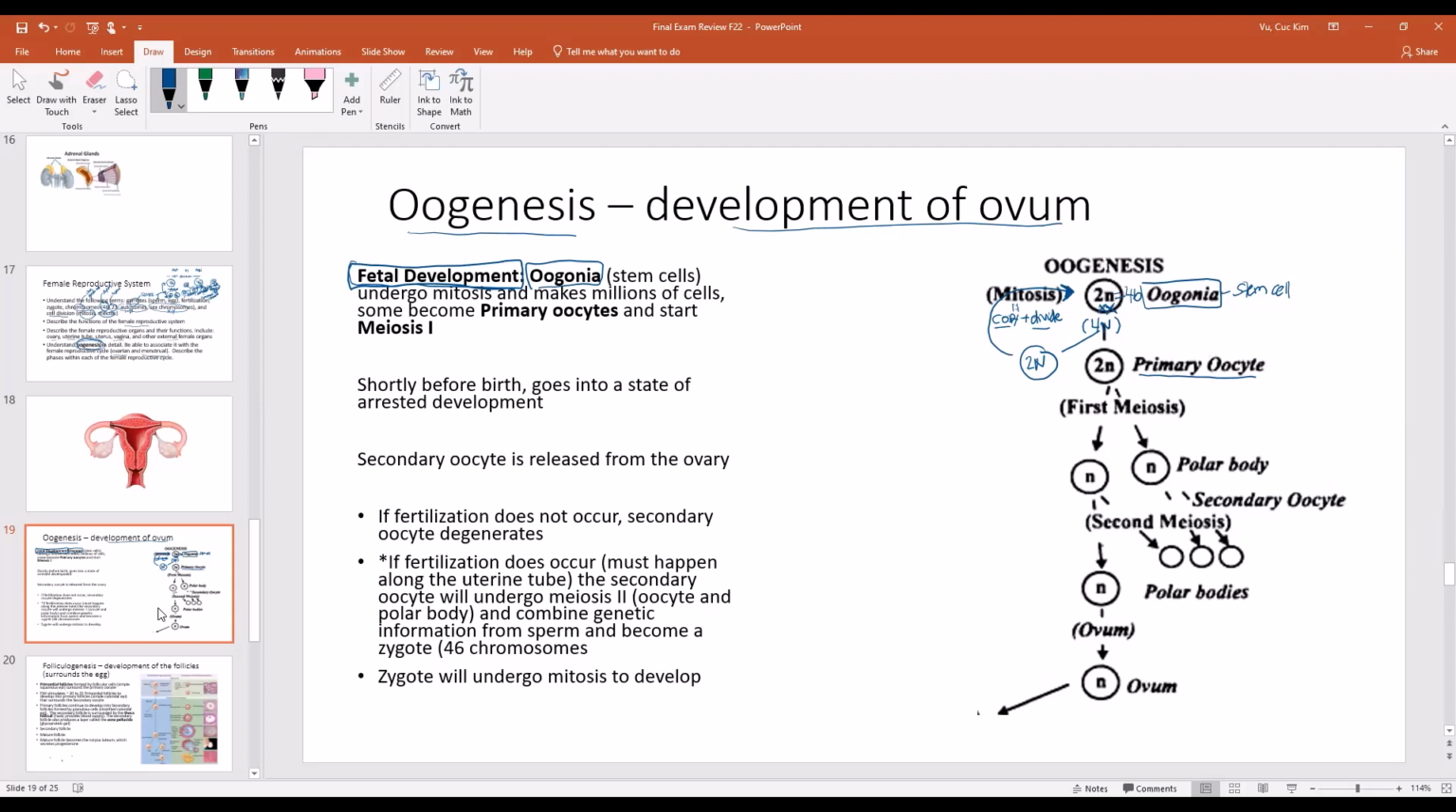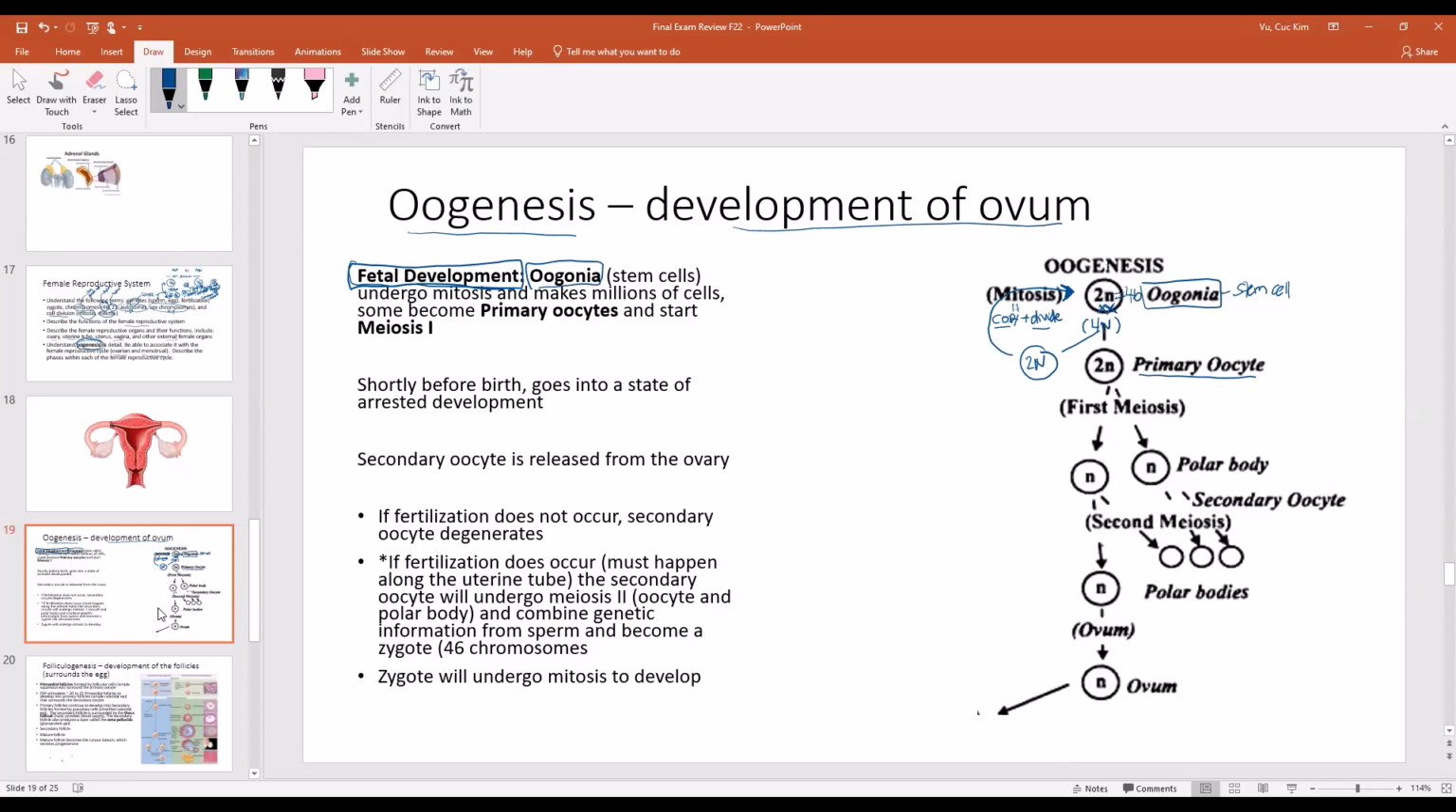Questions? Okay, great. So during fetal development again, the oogonia undergoes mitosis and makes millions of cells to become the primary oocyte.